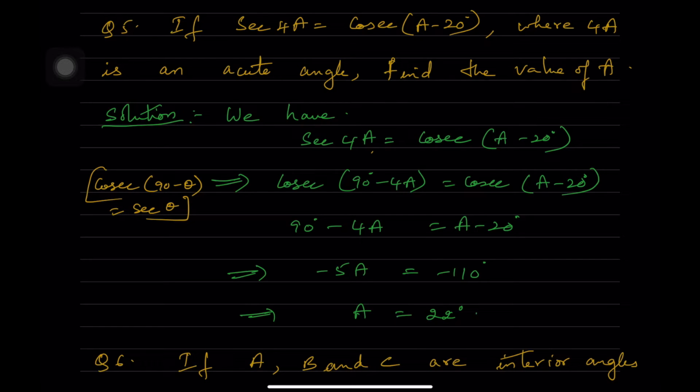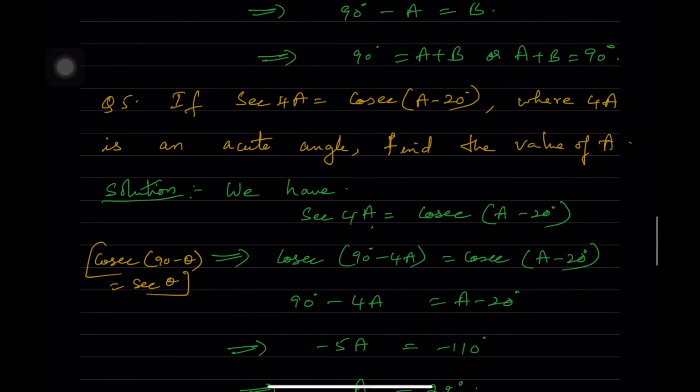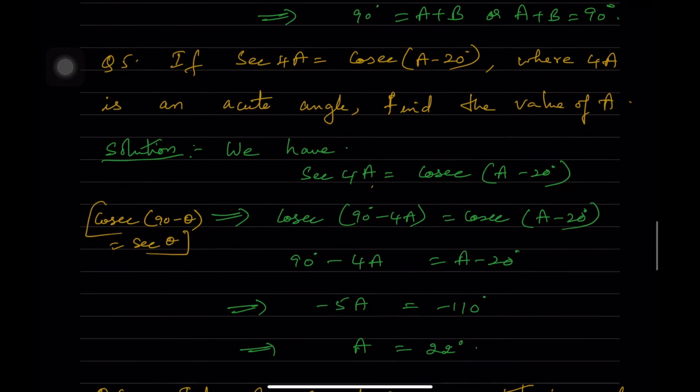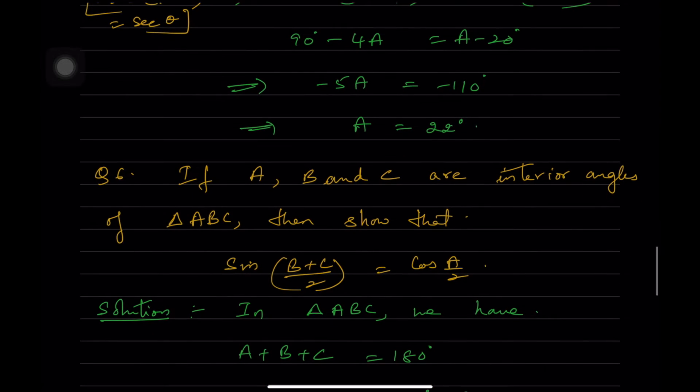So cosecant both are equal. Therefore you can equate the angles. So 90 minus 4a is equal to a minus 20. You're getting minus 5a is minus 110, or a is equal to 22 degrees. So it is an acute angle, therefore a is nothing but equal to 22 degrees. Where 4a is an acute angle is telling. So 4 into 22 is nothing but 88. It is acute. Below 90 is all acute.